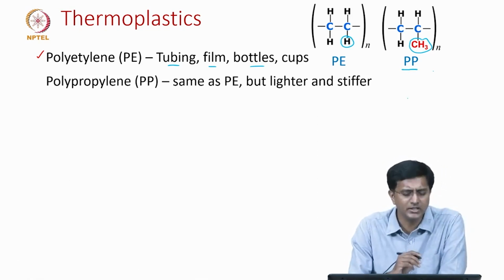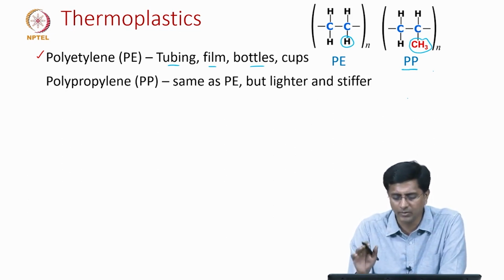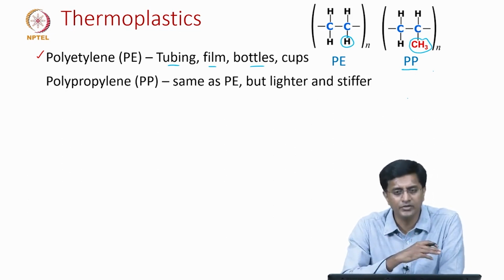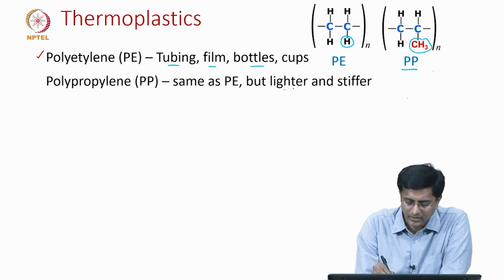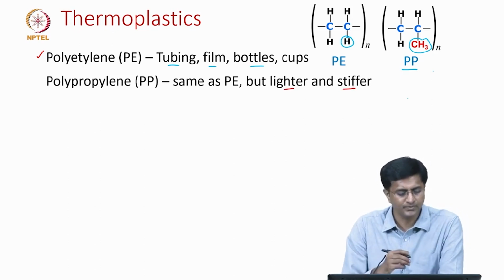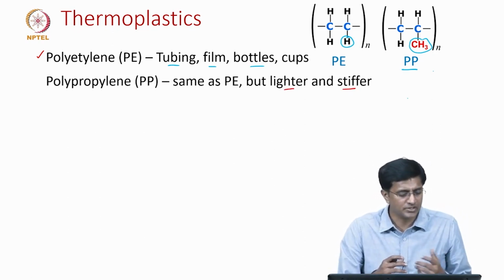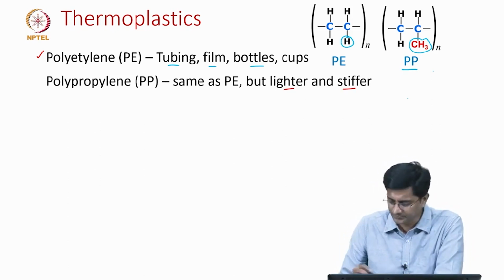So, polypropylene is very similar to polyethylene as seen in the chemical formula here. The only difference is it is a bit lighter and stiffer. That is the reason why it has replaced polyethylene in most of the applications.